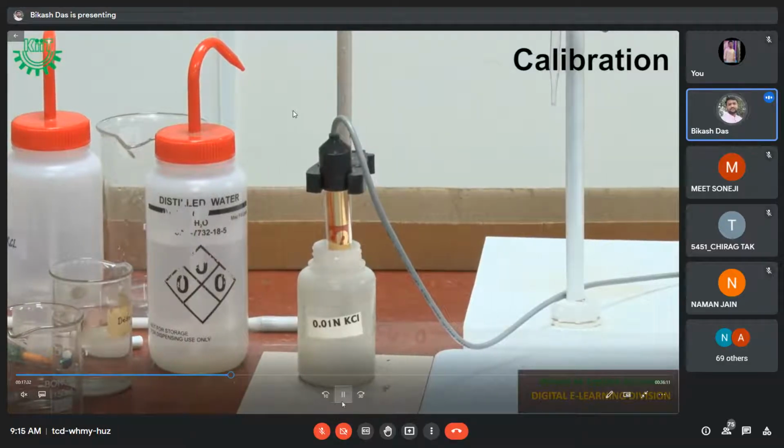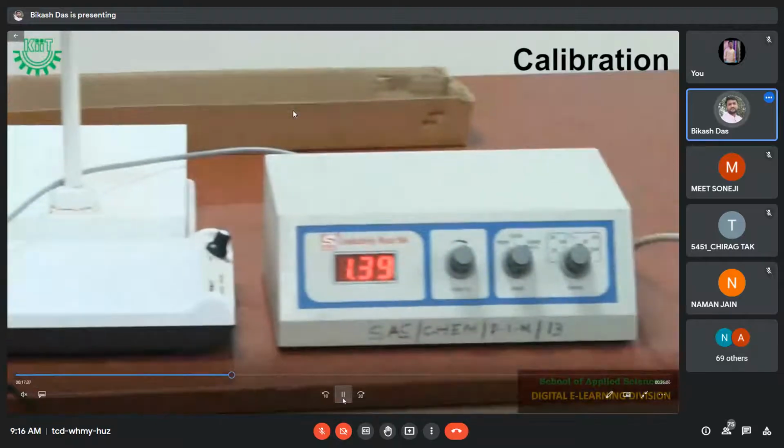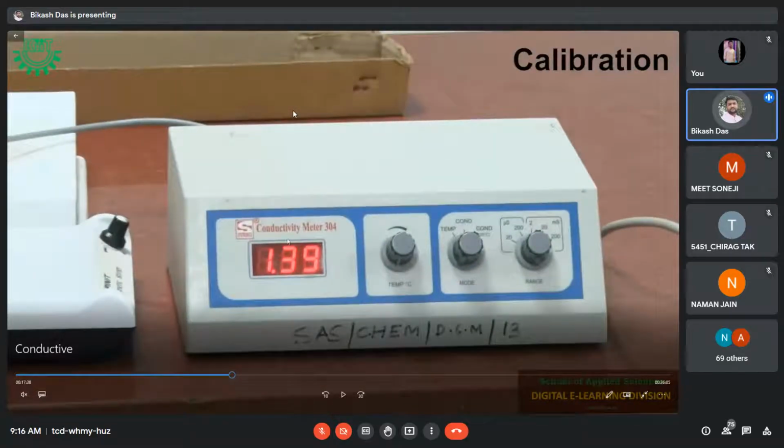I think my students are not getting me. But actually this conductance value should be 1.41. But what is showing? 1.39. So some error is there or not?